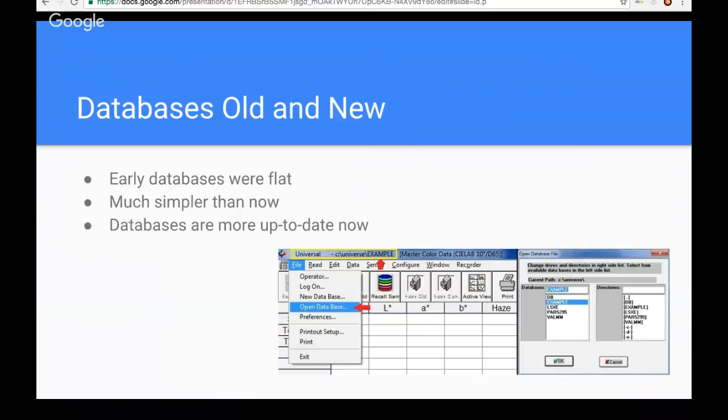So, databases, old and new. There are definitely a lot of differences in how they used to be and how they are now. Earlier databases tended to be flat. They're much simpler and less complex than they are now. As you can see on the left is a picture of a very simple database, probably an older one. It's very simple, with very few options, and definitely today the databases are much more up to date.